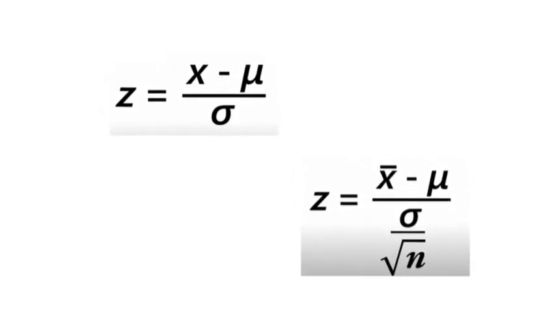Now, recall that an individual score x in a normal population is standardized using x minus mu over sigma. To standardize the mean of a sample of size n, we replace the x by x bar and change the standard deviation to the standard error of the mean.